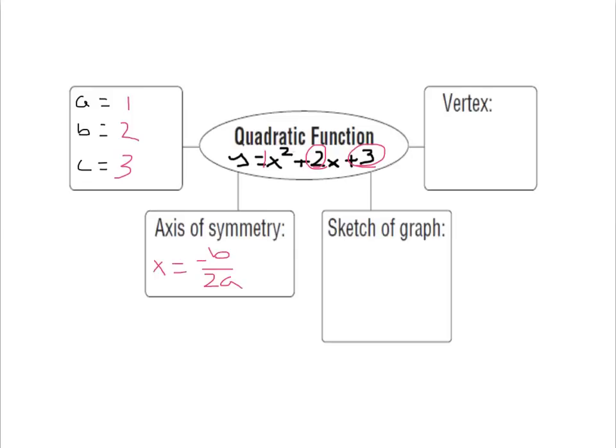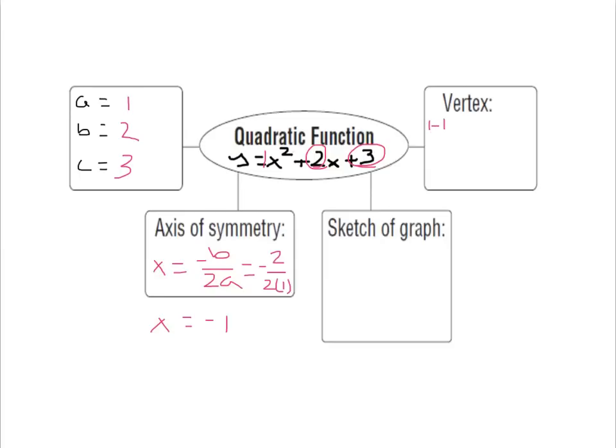So to find the axis of symmetry, we know that's going to equal x equals negative b over 2 times a. So in this case, that's going to be negative 2 divided by 2 times 1. So negative 2 divided by 2, that means that our axis of symmetry is going to be the vertical line that passes through negative 1. So now in order to find the vertex, we need to plug that negative 1 back in for x.